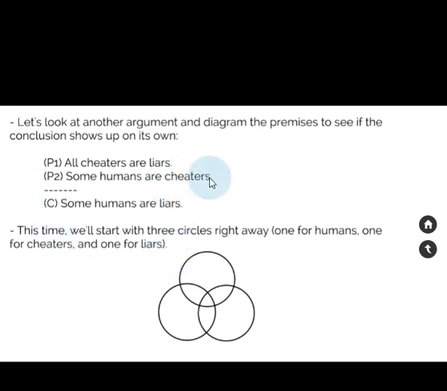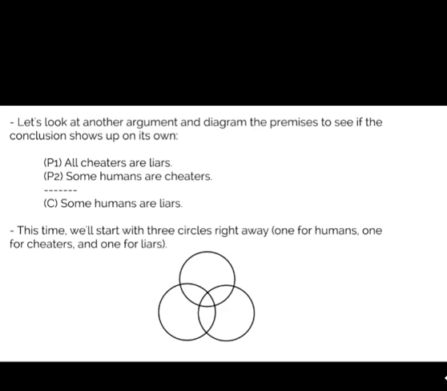So for now, simply look at the argument and make sure that there are only three categories. How many categories are there in this argument that I just gave you? Well, there's cheaters, liars, and humans. So that's good. If there were more terms than that, we couldn't do it. If there were fewer, we couldn't do it either. We need three categories, no more, no less. We have that in this argument: cheaters, liars, and humans. So we know we just need three circles. Does that make sense?